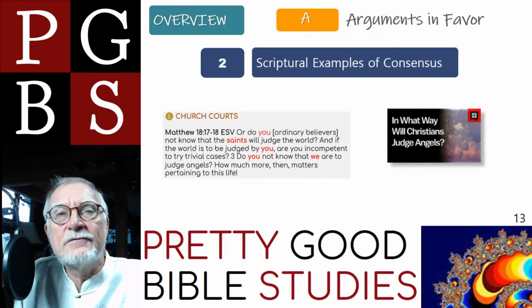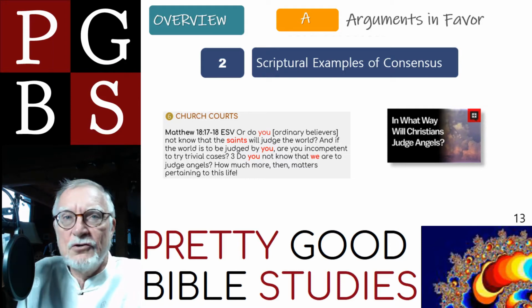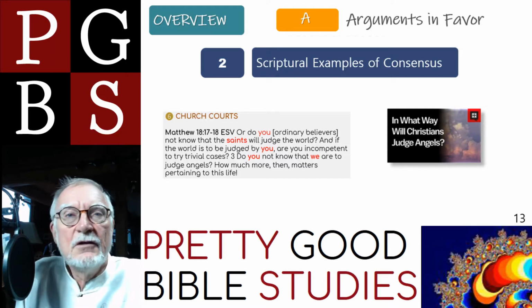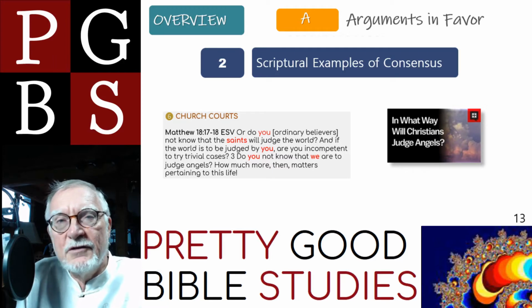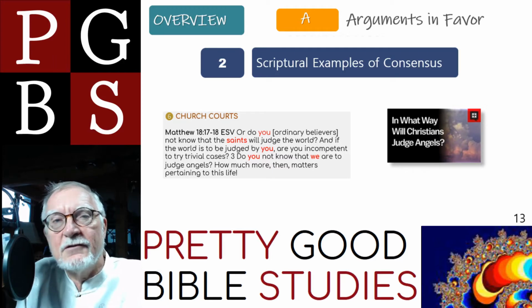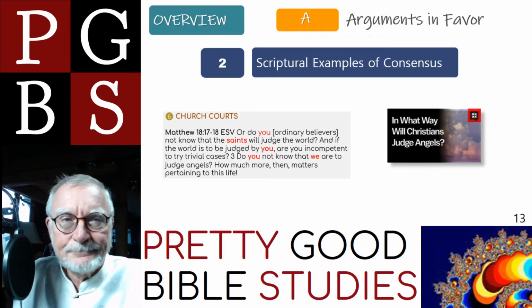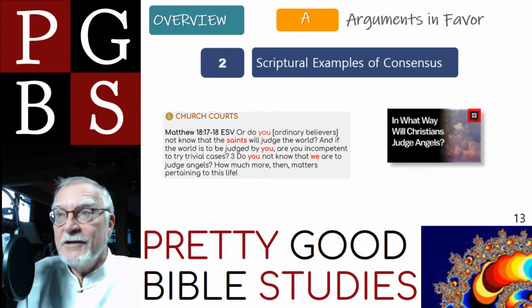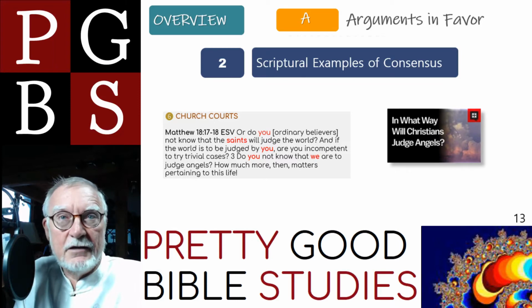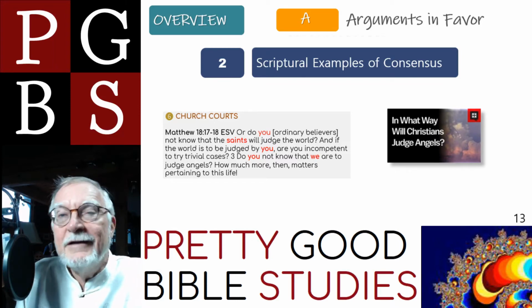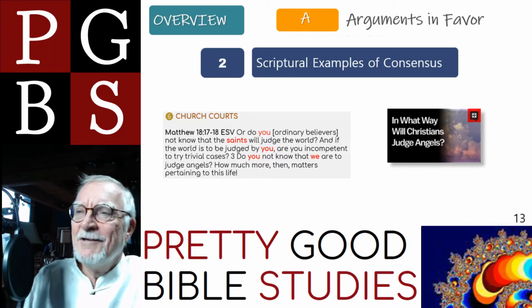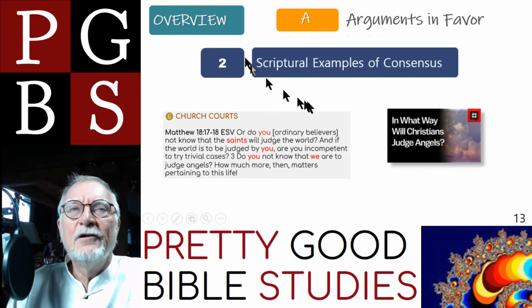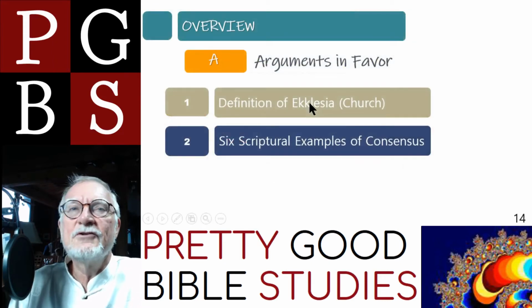Then what Paul says is, you guys in the church at Corinth need to make your own decisions when there's disputes between brothers. You don't need to take it to the secular courts. Now, he didn't say you need to take it to the elders and let the elders decide. He just didn't say that. He didn't have the mindset that we do. So there's our sixth example of consensual decision making.